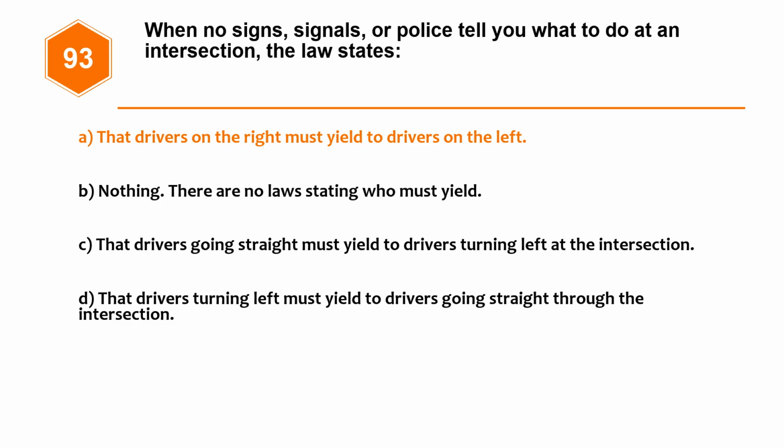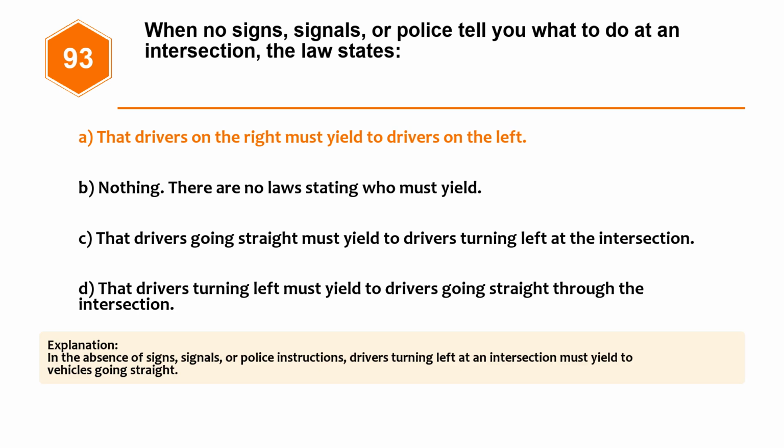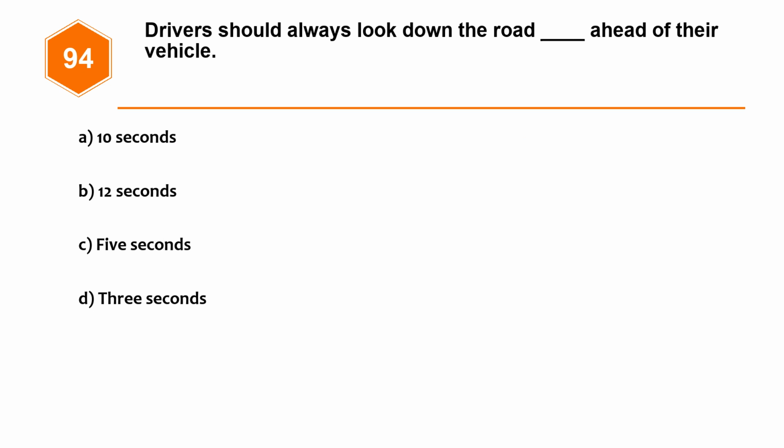The correct answer is option A, that drivers on the right must yield to drivers on the left. Explanation: in the absence of signs, signals, or police instructions, drivers turning left at an intersection must yield to vehicles going straight. Question 94. Drivers should always look down the road blank ahead of their vehicle.